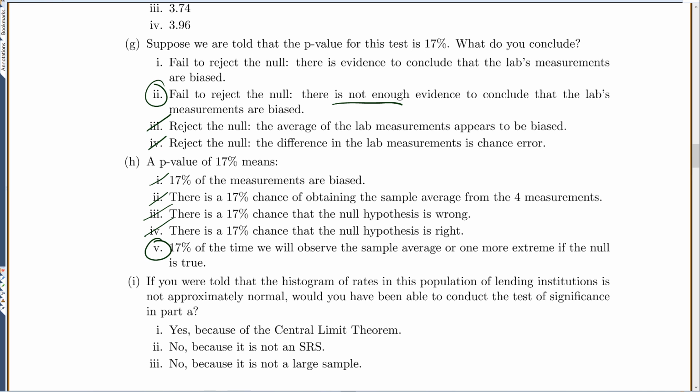And if you are told that the histogram of antigens is not approximately normal, would you have been able to do this test of significance, this hypothesis test? Well, why would this matter? A t-test has a small sample size. We had a small sample size. So the central limit theorem can't kick in.